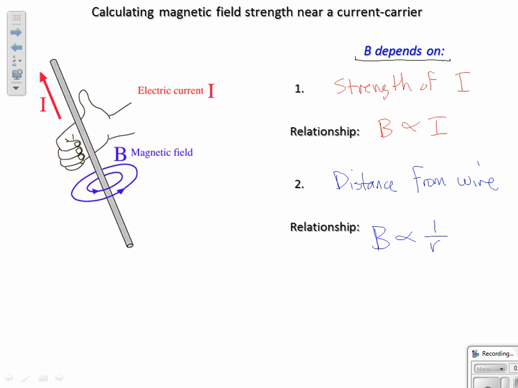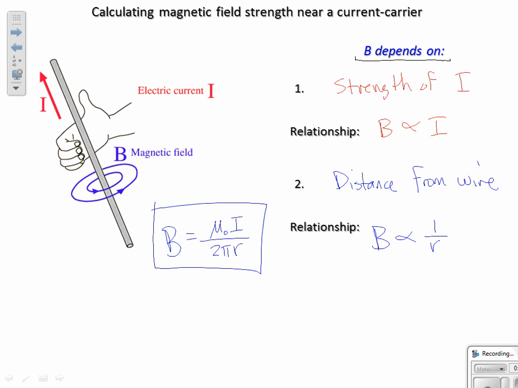All right, and so we write this expression that B is I over R. But we got to do some things to make the numbers work out, and some things to make the units work out.